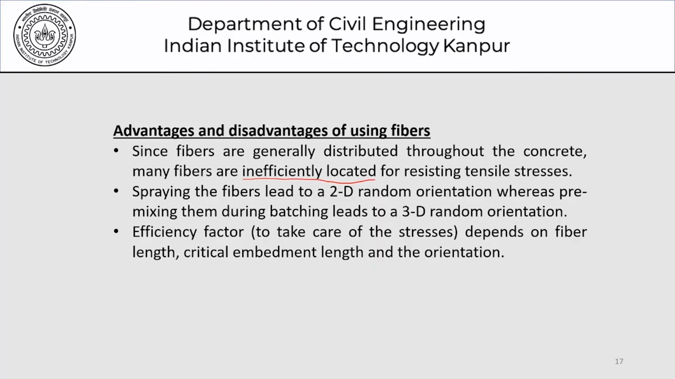Spraying the fibers leads to a 2D random orientation, whereas pre-mixing them during the batching leads to a 3D random orientation. Depending on how the fibers are added to the concrete mix, the fibers could be oriented in a 2D random orientation or a 3D random orientation, which also has implications in terms of effective utilization of fiber addition for resisting stresses in the different directions. An efficiency factor to take care of the stresses depends on the fiber length, critical embedment length, and the orientation. So these are some things which you will study if you want to study fiber reinforced concretes in greater detail.